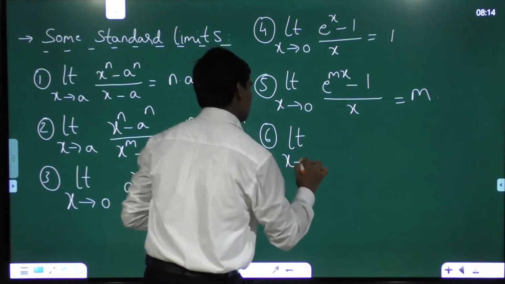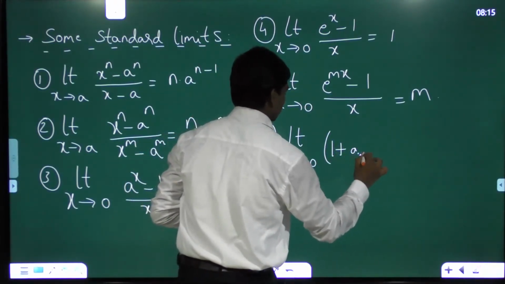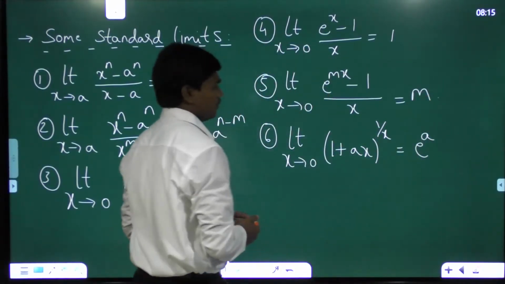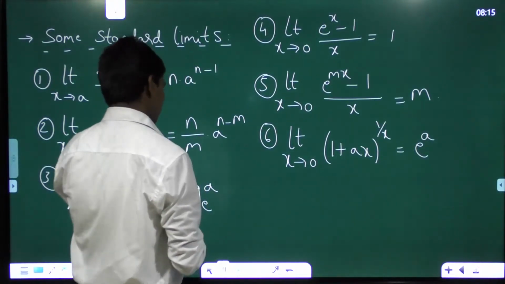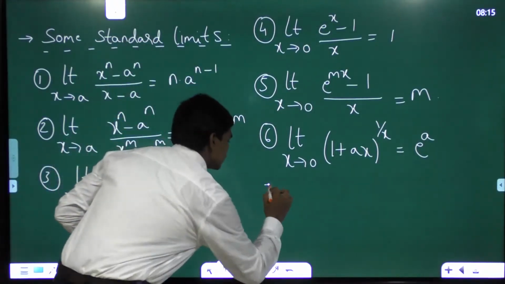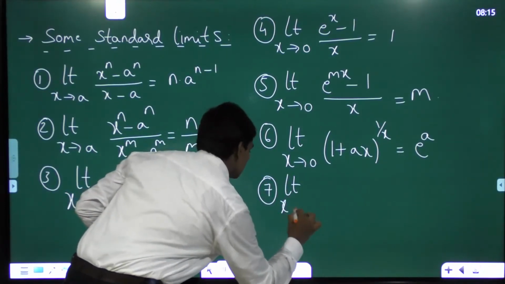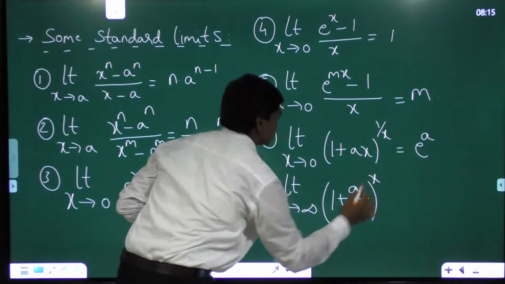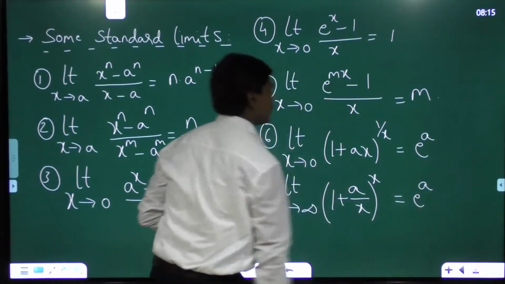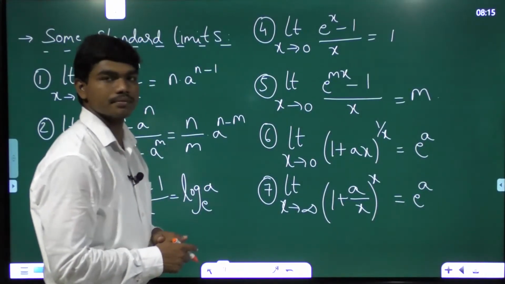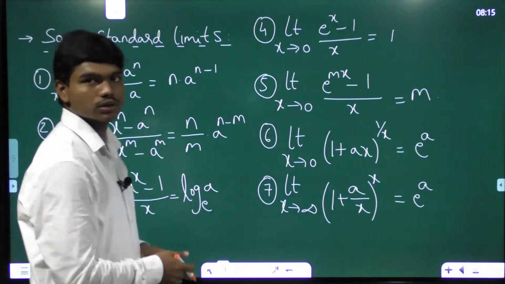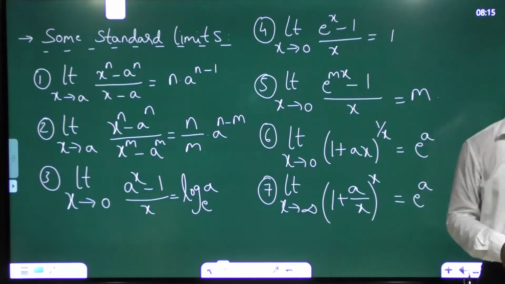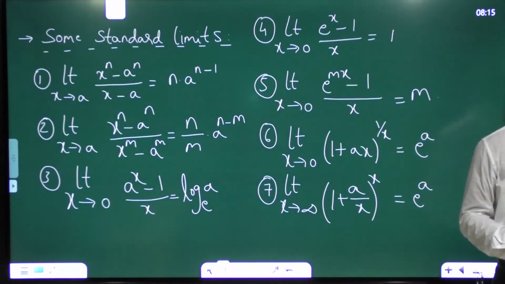Next, limit x tends to 0, 1 plus ax whole power 1 by x is e power a. Okay, next. Limit x tends to infinity, 1 plus a by x whole power x is again the same as e power a. Clear? So take these formulas. I'll be giving you some more standard limits. Okay. I think it's better if I stand here. You could see the complete screen. Yeah, Vivek Verma, it's correct. E power a is the answer.